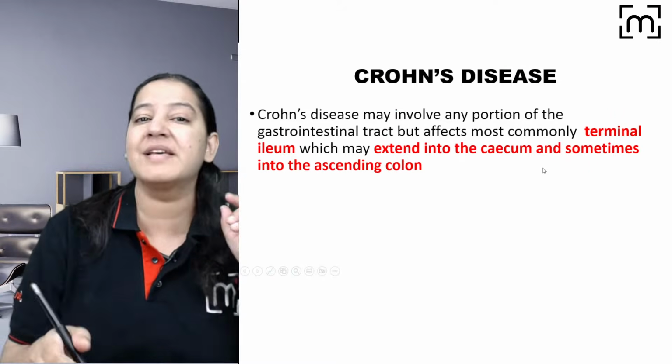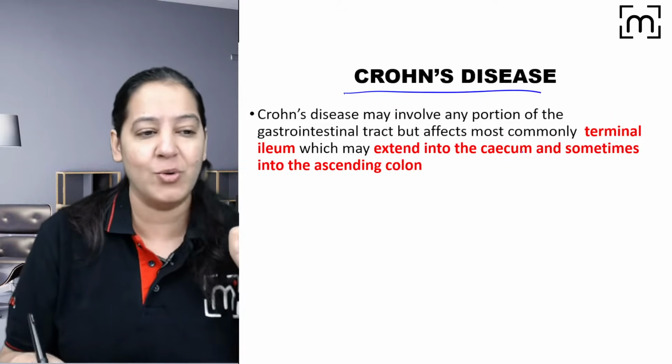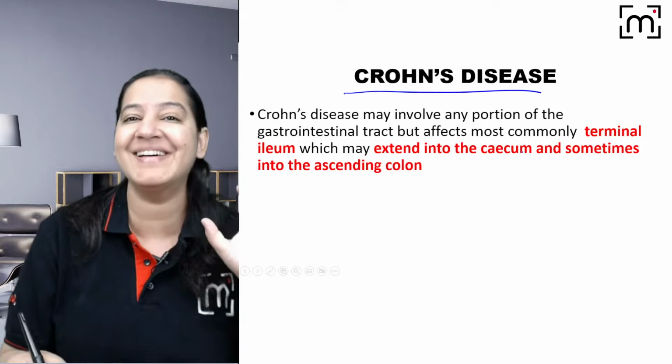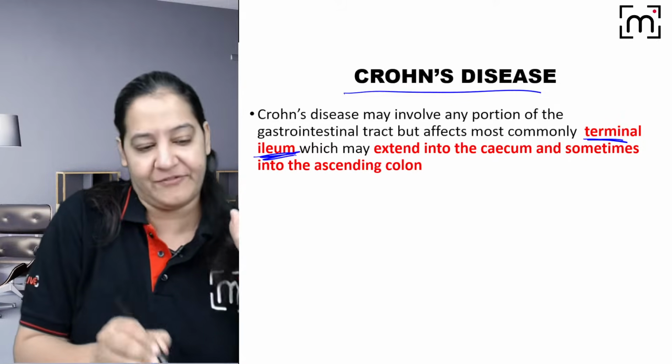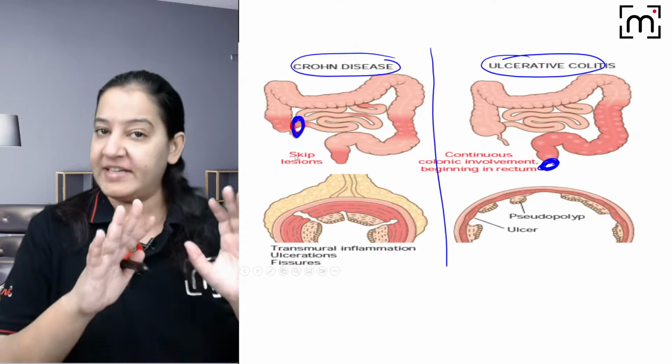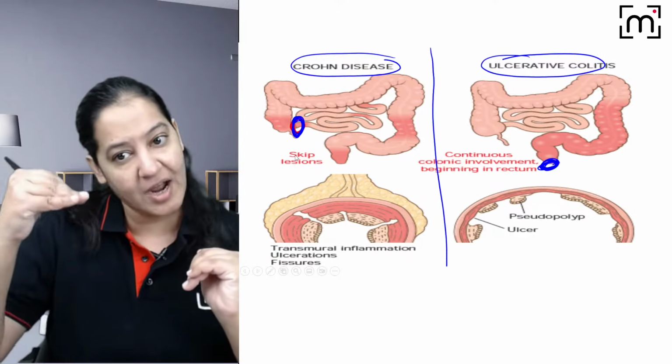So here we are discussing Crohn's disease. You got it? Osama, Jahangir, you got it? Yes. So Crohn's disease starts from the terminal ileum. That is the first difference you can see. On the contrary, when I teach you ulcerative colitis, I will teach you it starts from the rectum.